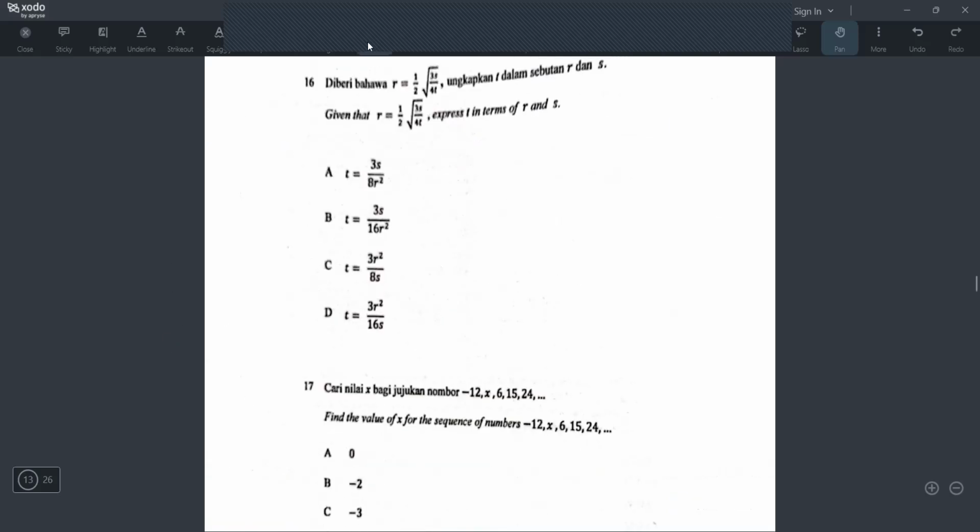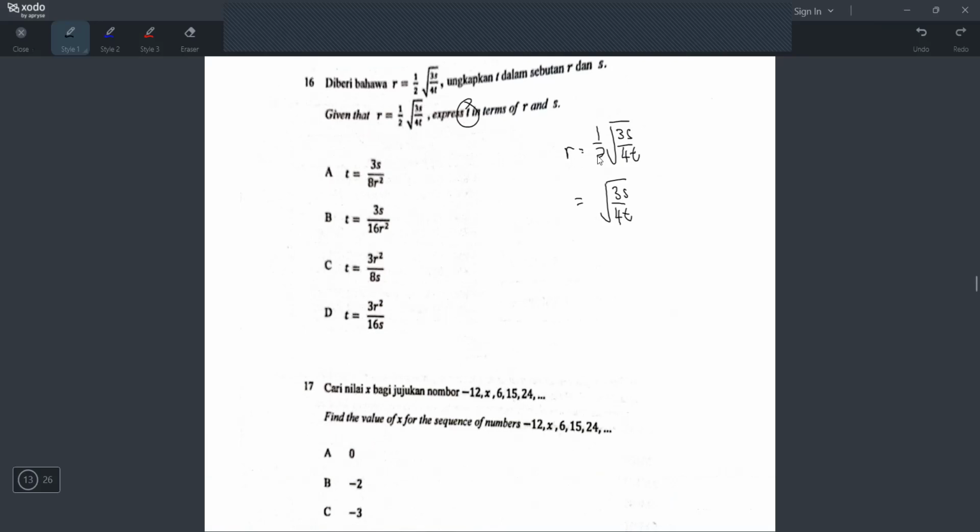Okay, number 16, given R equals to 1 over 2, square root, it's very blur, 3S over 4T. Okay, let's go. Express T in terms of R and S means I want T to be single. So how can I make T single? I just pindah everything slowly. First thing I will pindah is the 1 over 2, okay? So actually, it's the only thing you can pindah first. You cannot pindah square root first, right? You always pindah the paling outside one.